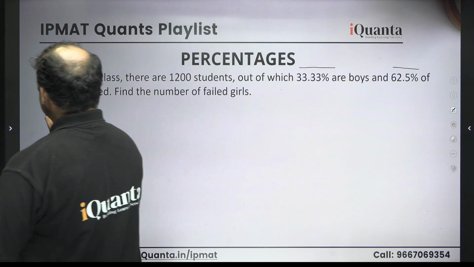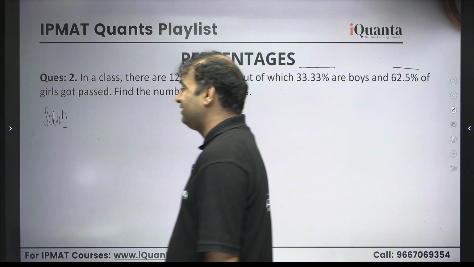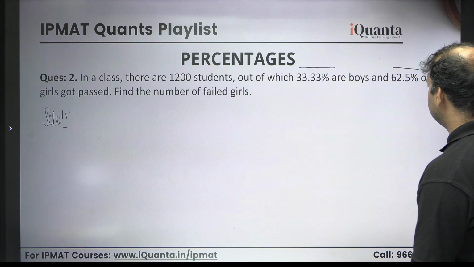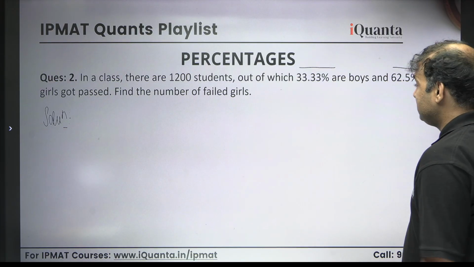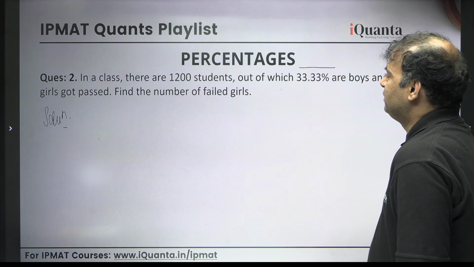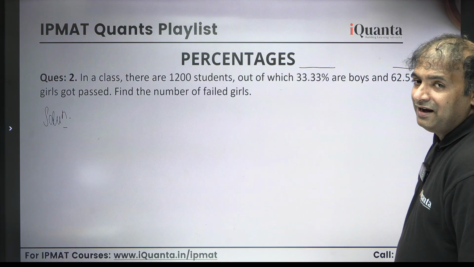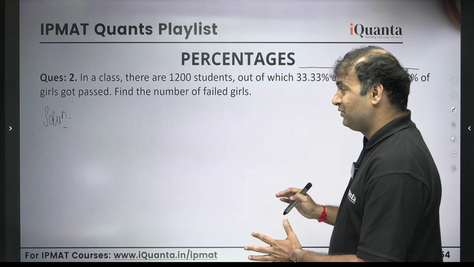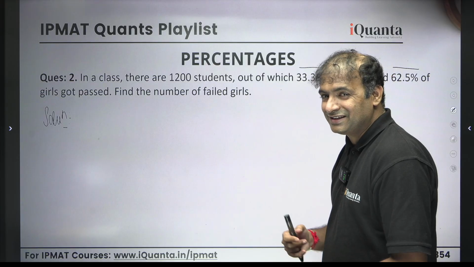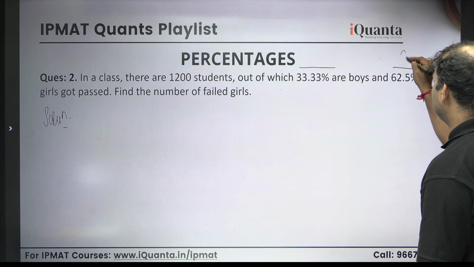So the question says that there are 1200 students, the boys are 33.33%, which is 1 by 3 actually, and among the girls, 62.5% passed. Guys, 62.5 is actually, if you remember, 5 times 12.5. 12.5 is 1 by 8, so we can say this is 5 by 8, okay? I know it's not easy to remember, but trust me, if you keep practicing, it will get into your head, as I said before. Okay, this is 5 by 8.